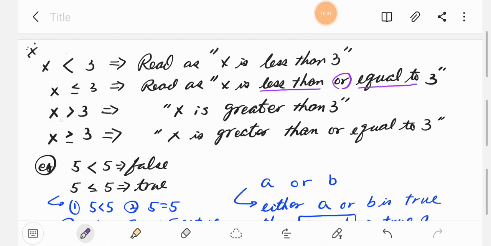How about the next one? x is greater than 3. Definitely this is just greater than 3, all real numbers that are greater than 3. If there's an equal sign, then x is greater than or equal to 3. So if there is or, then if either the less than or the equal to is satisfied, the inequality is true.